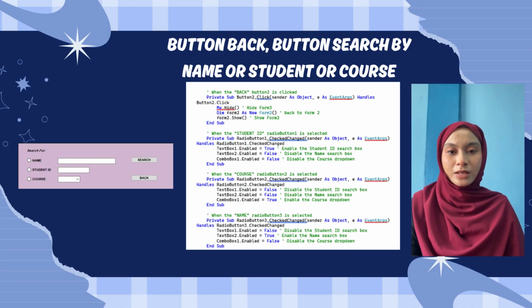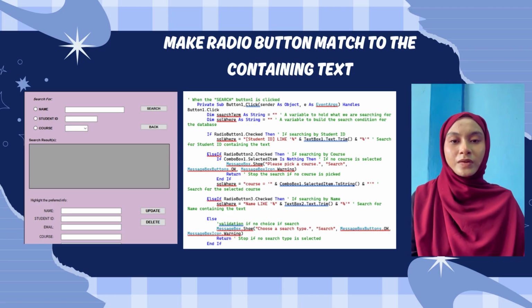When it is selected, the coding will enable text box 2 to true because it is for inserting the name in text box 2. And for the others, text box 1, student ID text box will be disabled false and combo box course disabled false too. So the user can only search by name. This slide makes the radio button match the containing text.